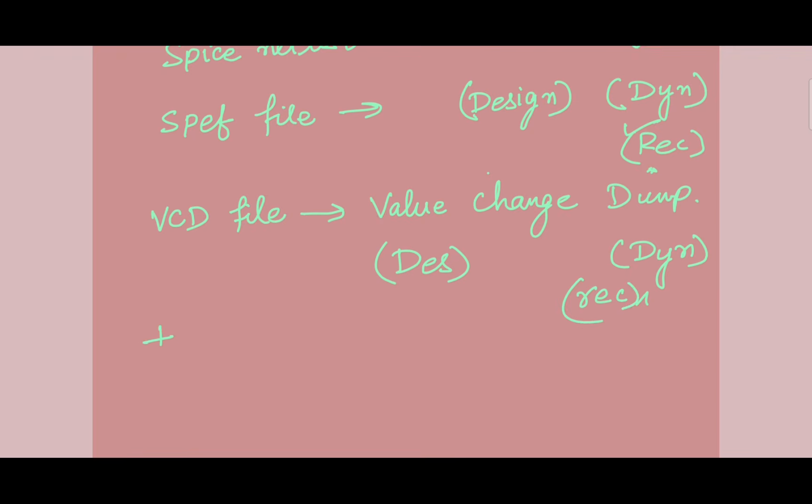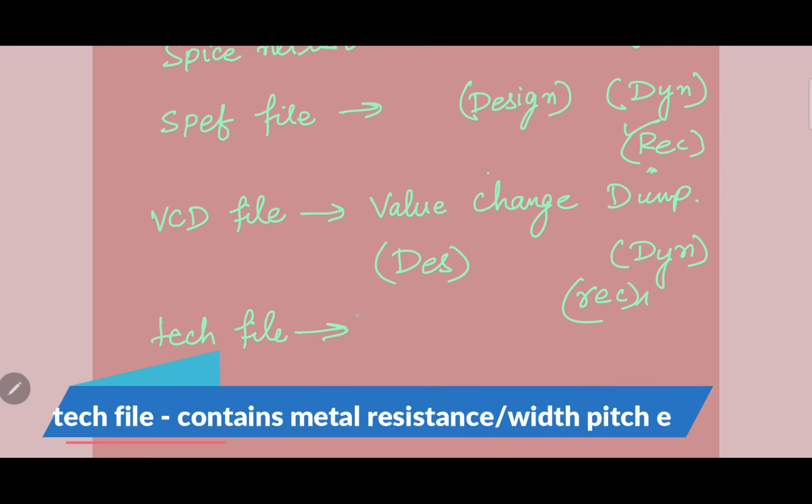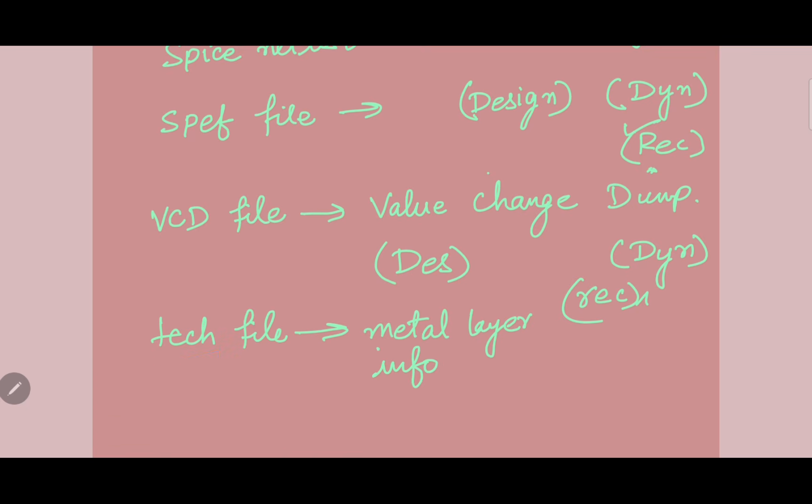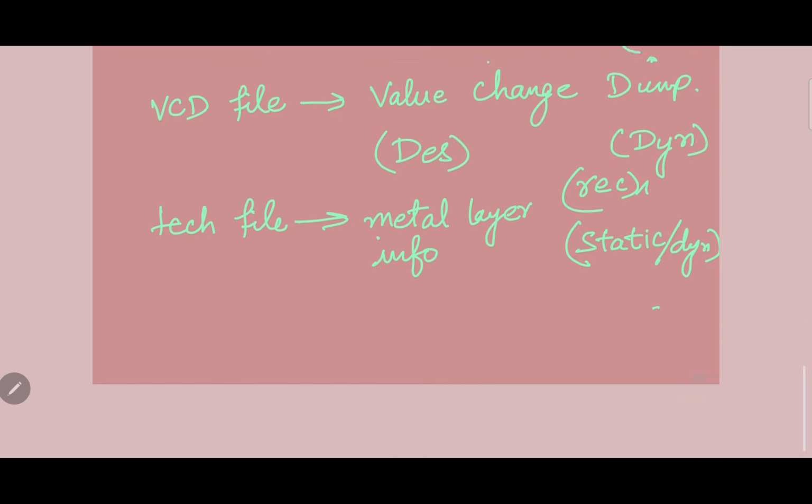Then there is something called the tech file. The tech file basically contains the metal layer information, and it is not a design input. It comes from the technology side, and it is needed in both static and dynamic.